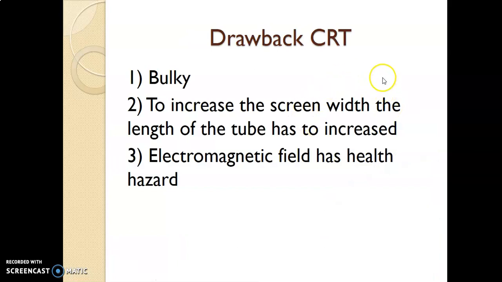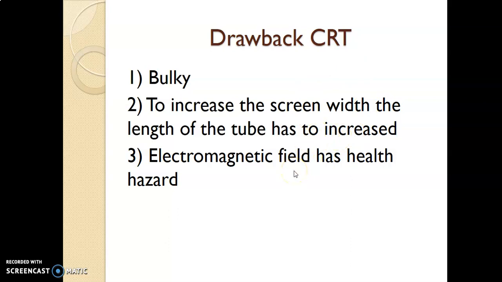What are the drawbacks of the cathode ray tube? As you can see, it is very bulky in size. It was used in TVs; the earlier TVs had cathode ray tubes. They are much bigger in size, and to increase the screen's width, the length of the tube has to be increased so that we can have a bigger screen. That is also a drawback, as it increases the size.